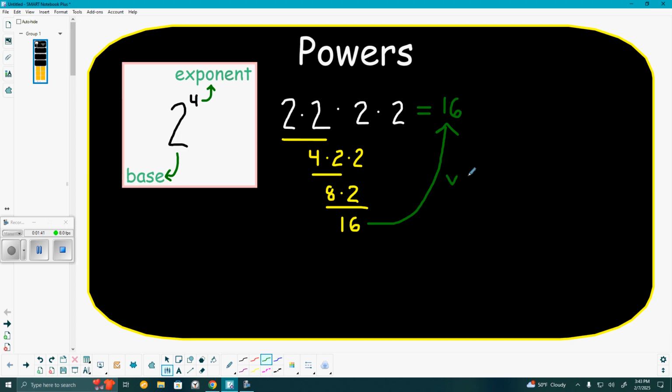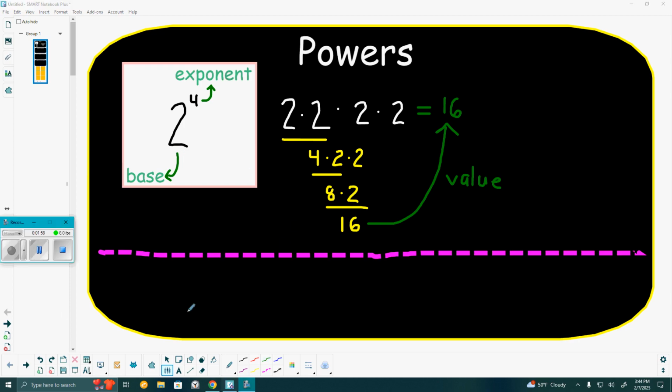Value is a word that we're going to be using a lot. Instead of answer, we will say the value. Many things can have values. Exponents can have values, expressions can have values, and variables can have values.